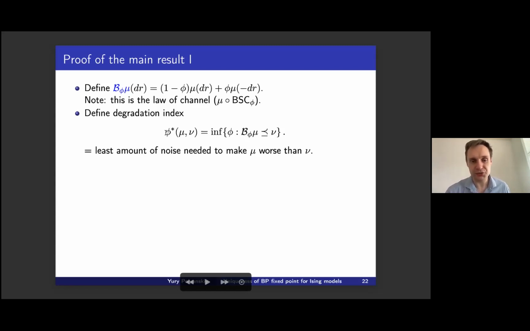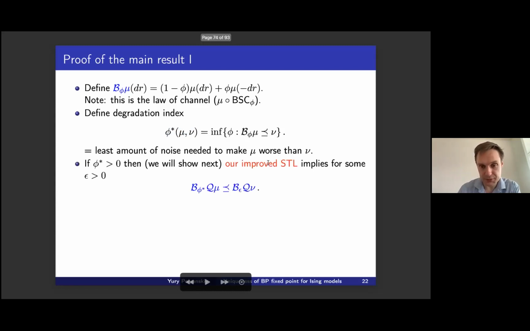This is the idea of this degradation index, right? It's the least amount of noise needed to make mu worse than nu. And again, this value will be 0 if mu is already worse than nu. Now, if it happens that phi star, this infimum, is bigger than 0, then as I will show in the next slide, our technical result implies that for some epsilon, B phi epsilon Q mu is going to be dominated by B epsilon Q nu, right?